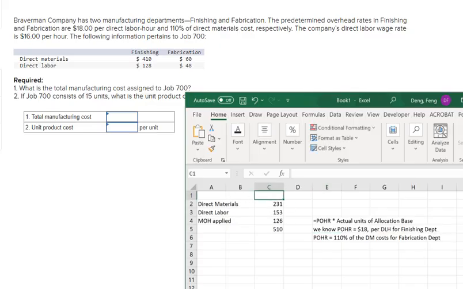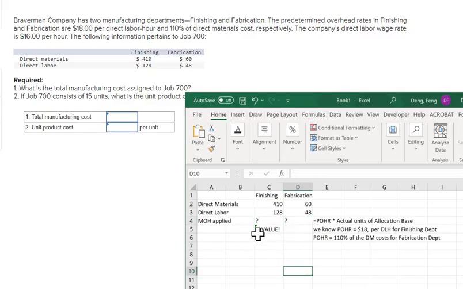So in here we have finishing, fabrication, so direct material here is 400 for 10, and for this 60. Direct labor 128. Here is 48. But we don't know how many to allocate here and how many to allocate there. We need to know that.